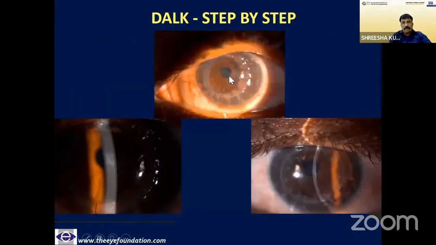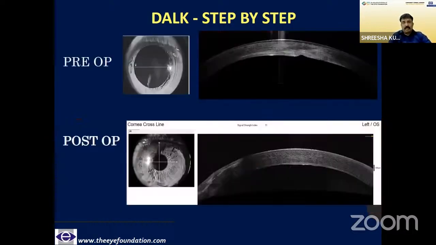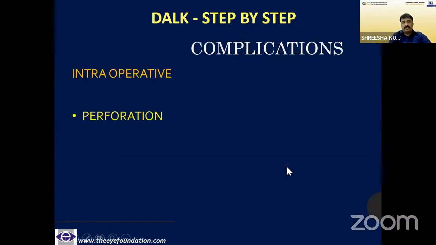This is the postoperative picture of the same patient. The first postoperative picture, this is 6 weeks, and this is 1 year picture. So you can see there is a small scar here, but it is not in the center, it is paracentral, and the BCVA is almost normal. The patient had 6/6 with a small cylinder. And this is the preoperative OCT, and this is the postoperative OCT of the same patient.